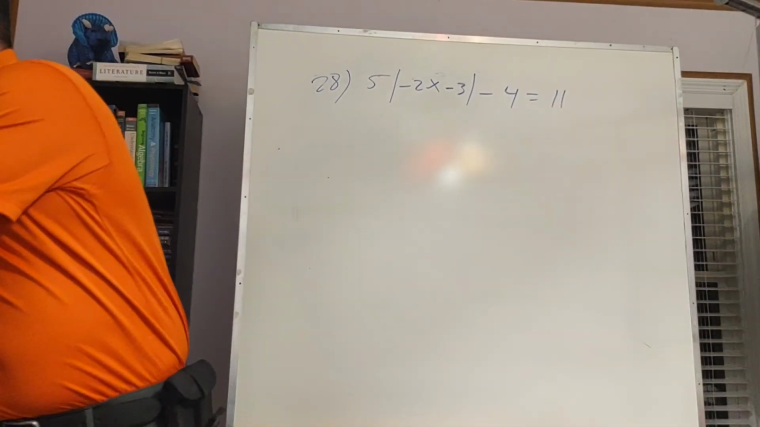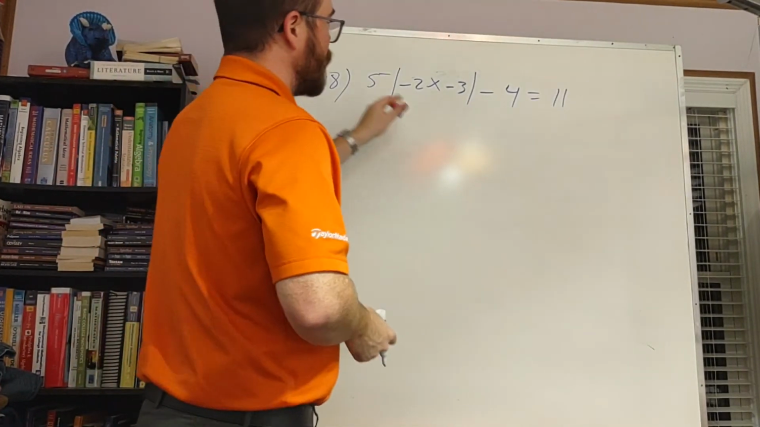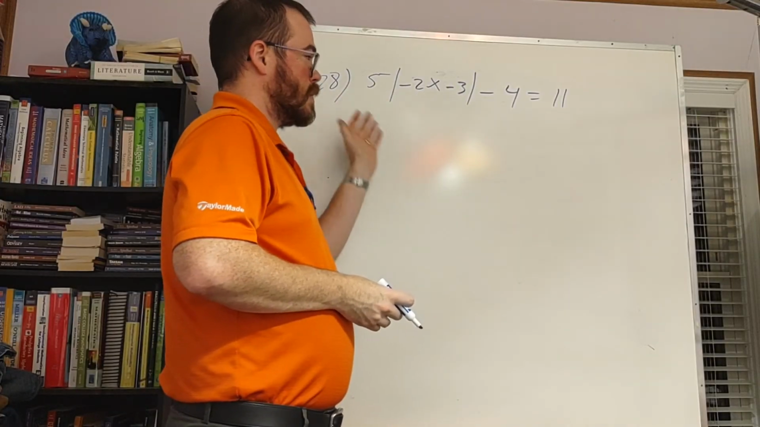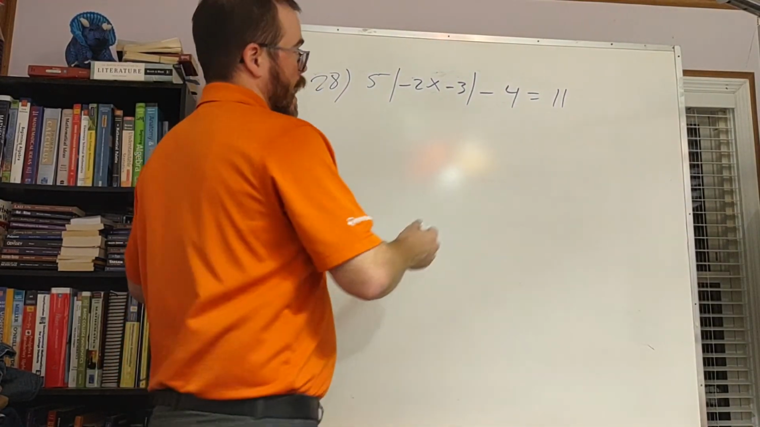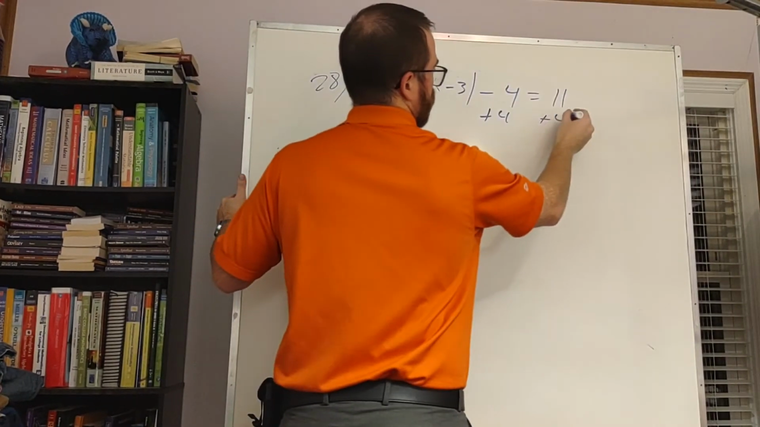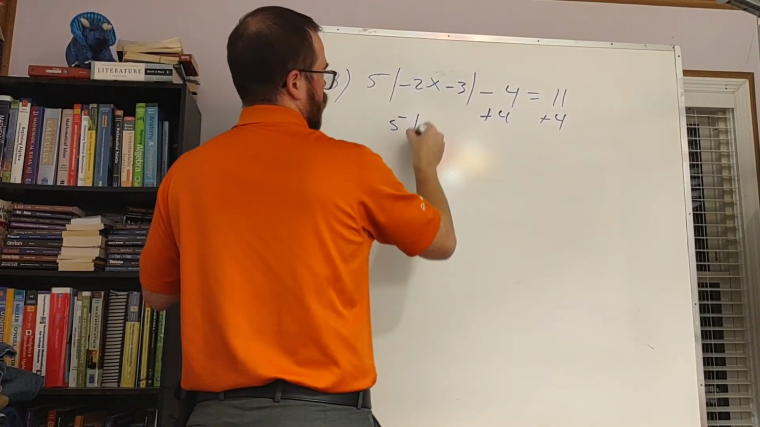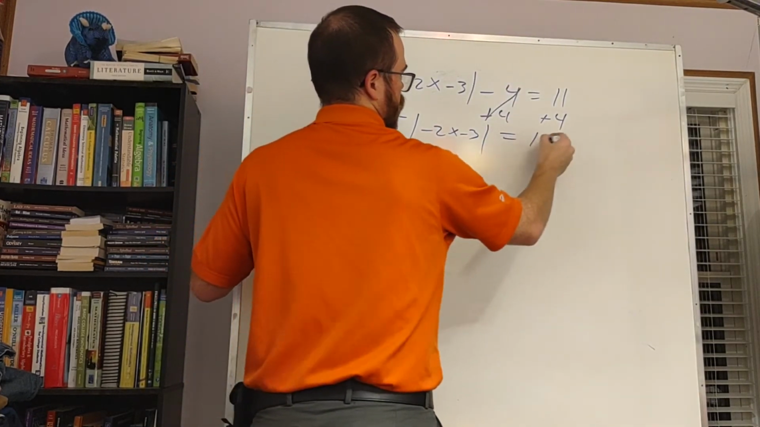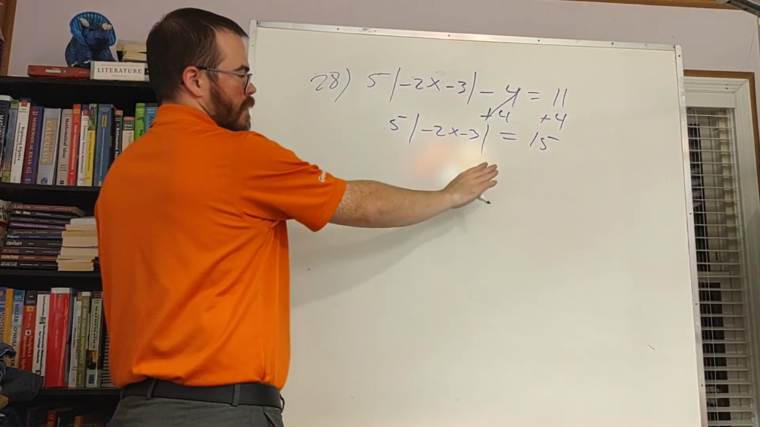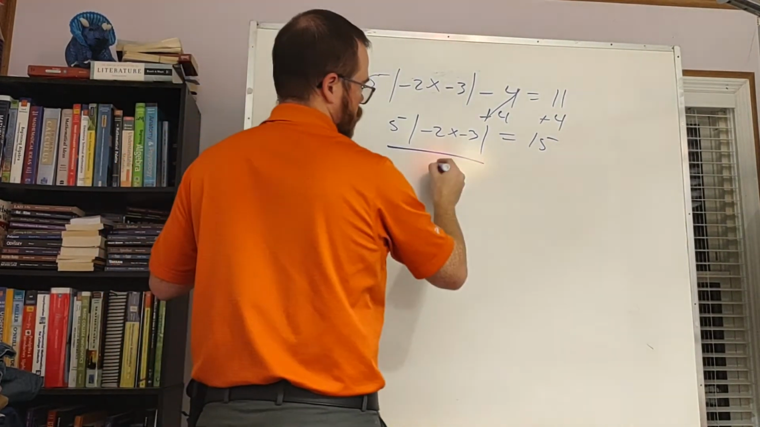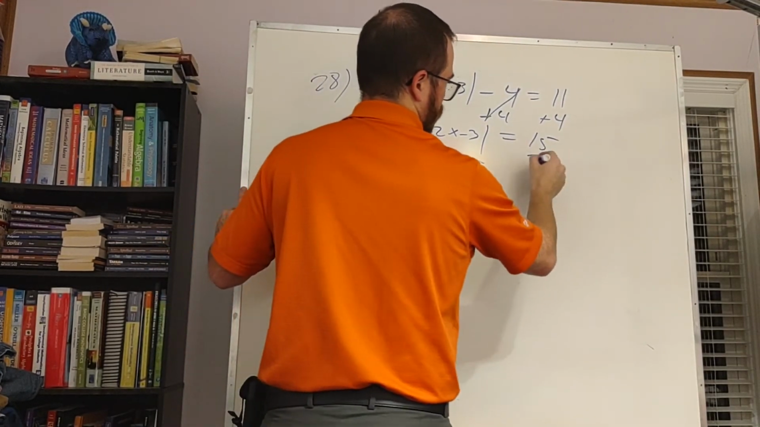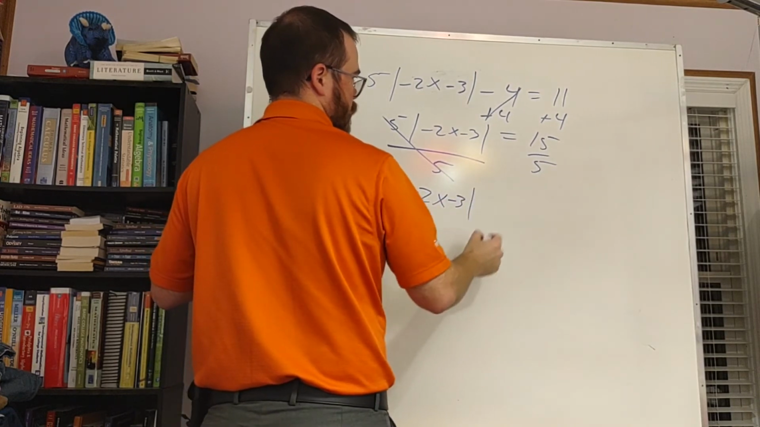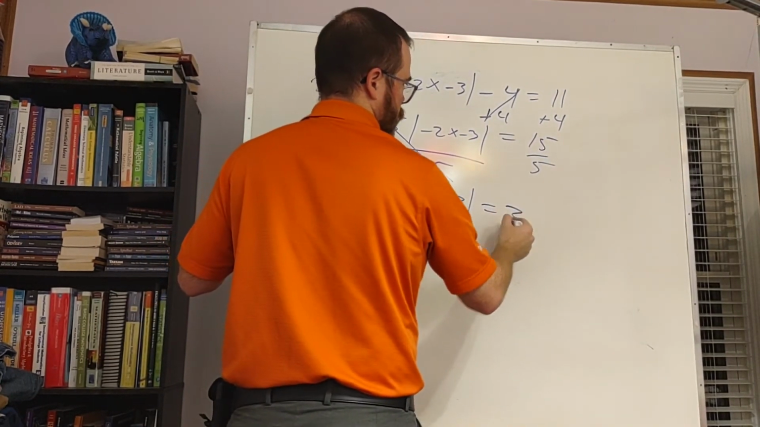Okay, so we're thinking we want to get the absolute value by itself first, okay? So we're not going to worry about this yet. We're going to get rid of this guy first. So we're going to add the 4 to both sides. So that's going to give us 5 absolute value, -2x, -3, close absolute value. That's gone. Gives us 15. We're going to divide by 5 on both sides to get rid of this times 5. That's gone. Divide by 5 over here. So we've got absolute value, -2x, -3, close absolute value equals 15 divided by 5, which is 3.